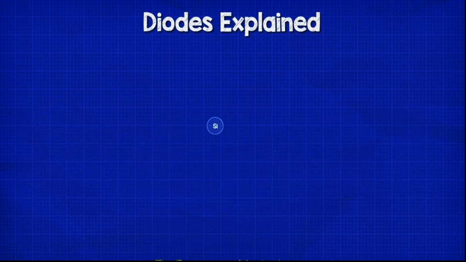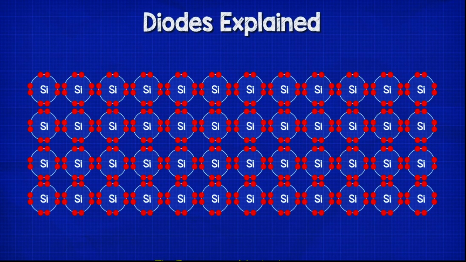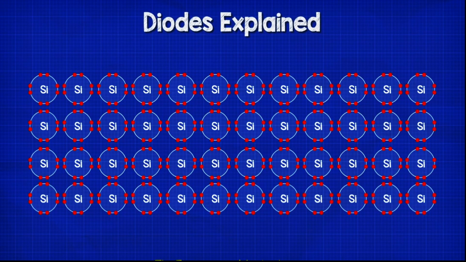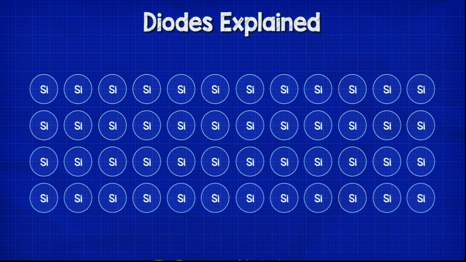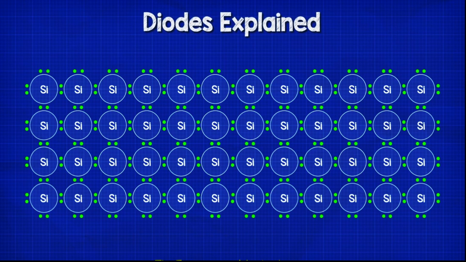Let's imagine the material hasn't been doped yet, so it's just pure silicon inside. Each silicon atom is surrounded by 4 other silicon atoms. Each atom wants 8 electrons in its valence shell, but the silicon atoms only have 4 electrons in their valence shell, so they share an electron with their neighbouring atom to get the 8 they desire. This is known as covalent bonding.